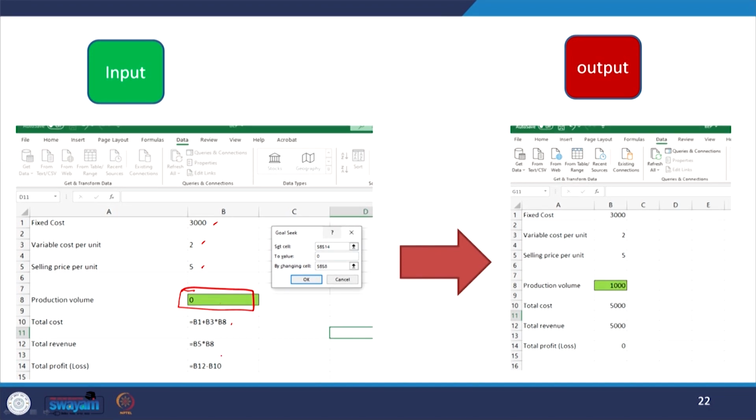So, when you click data, you will get a goal seek function. Here the set cell is, we have to make this cell B14, the value which we have to set to 0. The changing cell is where we need to get the answer. So, when you press OK, you will get the answer. So, the 1000 unit is your break even unit. That is the point where you will get the 0 profit.